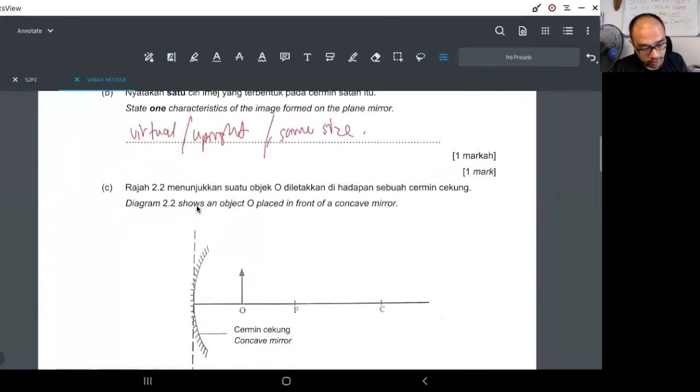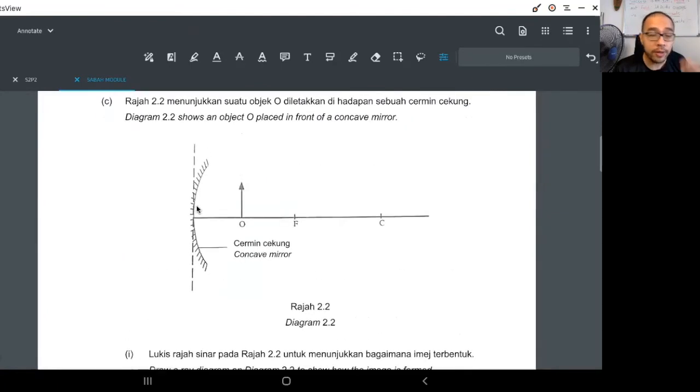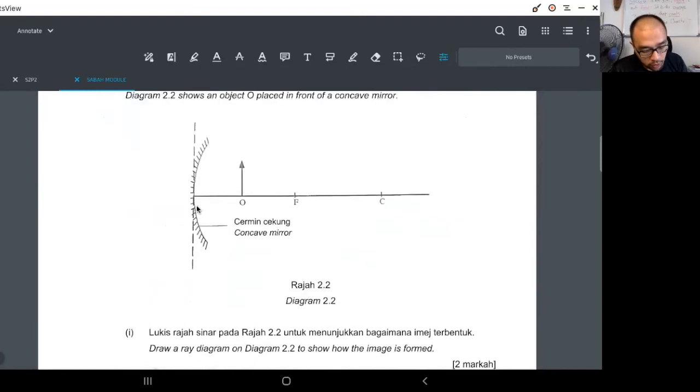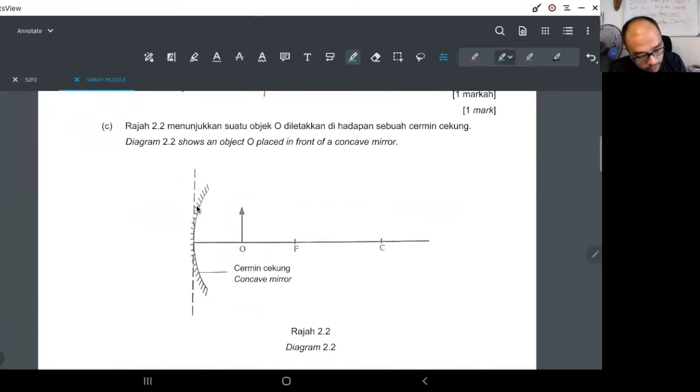Okay, virtual, upright, same size. All right. So diagram 2.2 shows an object placed in front of a concave mirror. Concave mirror is a focusing mirror. So how should the image be formed? The first ray will always be straight, and then after that, go back towards F like this.